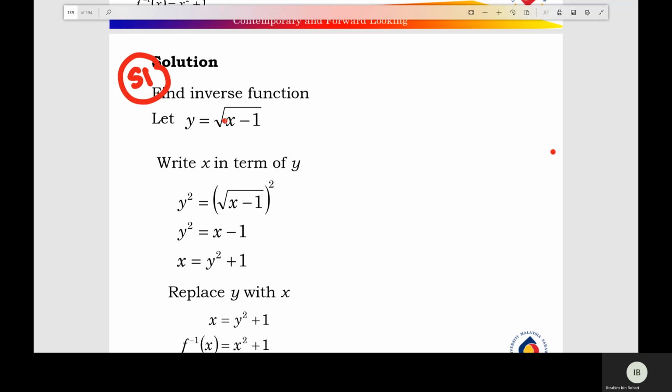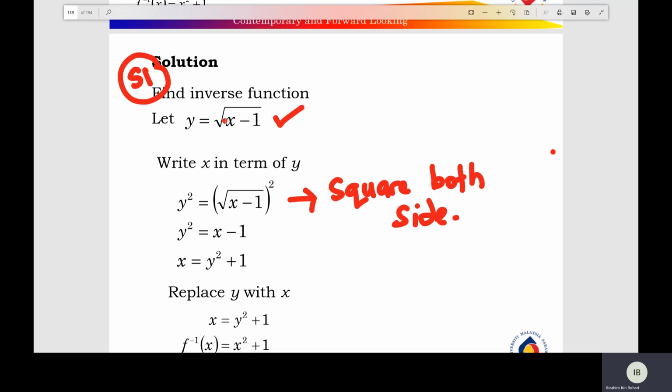First you let y equal the square root of x minus 1, and write x in terms of y, so you square both sides. Y squared equals x minus 1, and writing x in terms of y, x equals y squared plus 1. Then you replace y with x, and x with f inverse of x. And the answer: f inverse of x equals x squared plus 1.